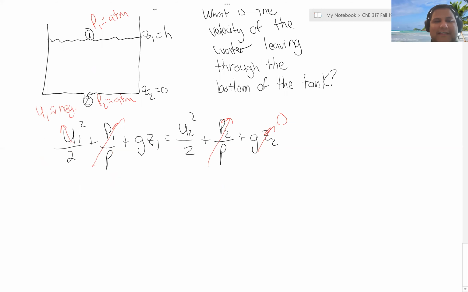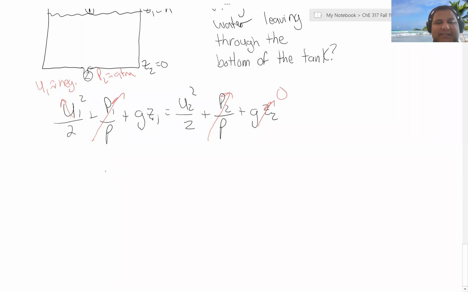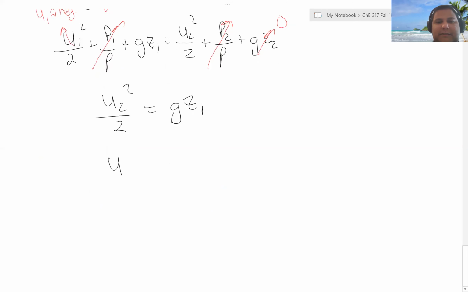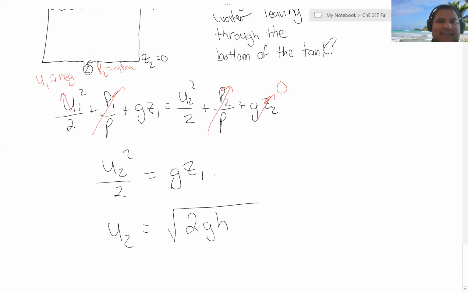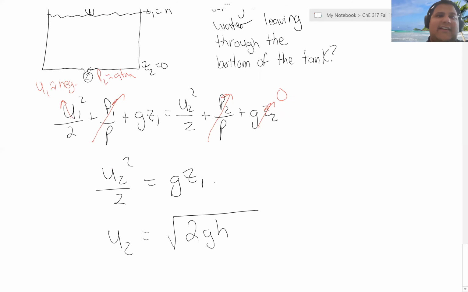So, to solve for that velocity, I have an expression that says U2 squared over 2 is equal to G times Z1. Or U2 is equal to the square root of 2 times gravity times Z1, which in this case is the height. So I don't need anything in terms of fluid density or any sort of properties. I just need to know what's gravity and how much fluid is on top of that outlet to estimate that velocity as it leaves the tank.